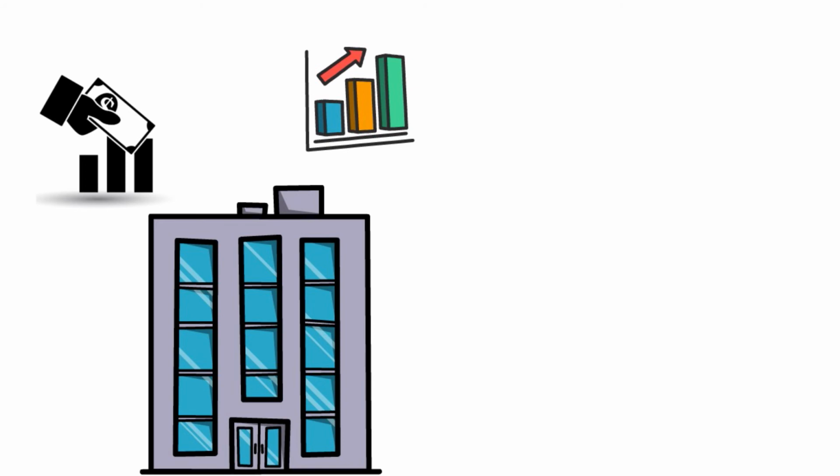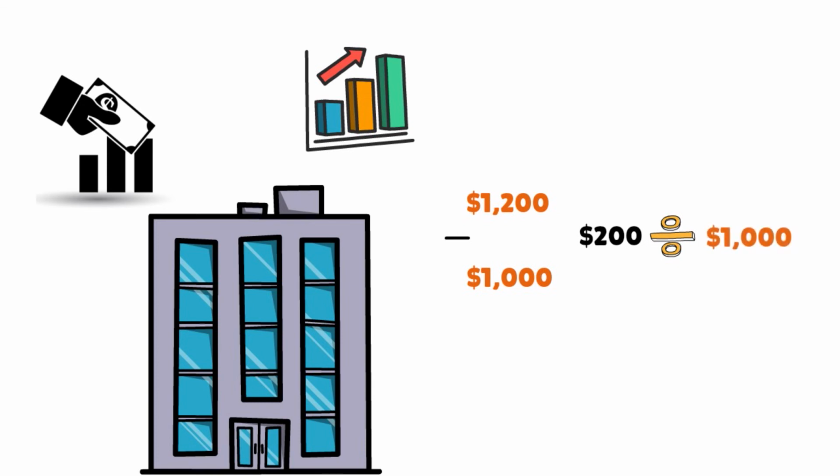And how do you calculate that? Change in value of investment divided by investment cost. So the change in value here is 1,200, the new value, minus 1,000, the original value. So that equals $200, and you divide that by the original investment cost, which is $1,000. So $200 divided by $1,000 equals 20%.